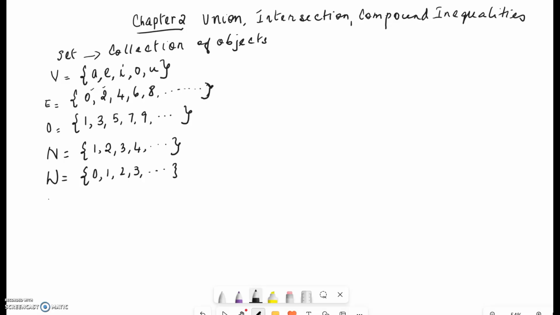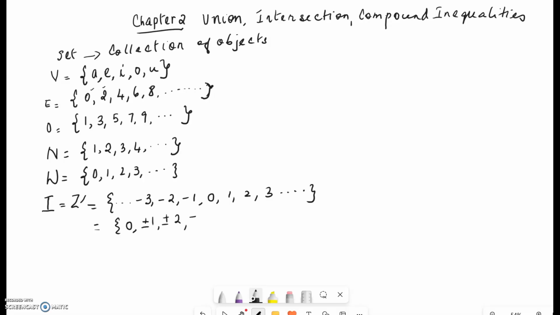The set of integers, you could call it I, or sometimes you'll see it as a Z, is dot dot dot. There are negative integers, -3, -2, -1, 0, 1, 2, 3, dot dot dot. Another way of writing this would be 0, comma, plus or minus 1, plus or minus 2, plus or minus 3, and so on.